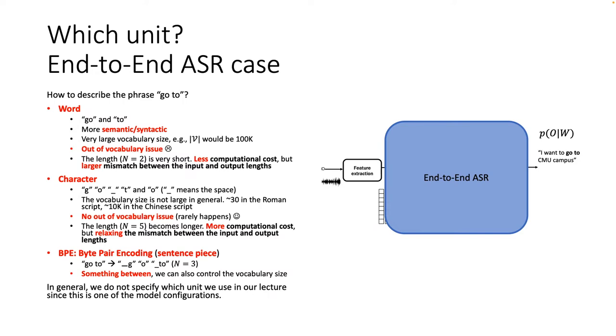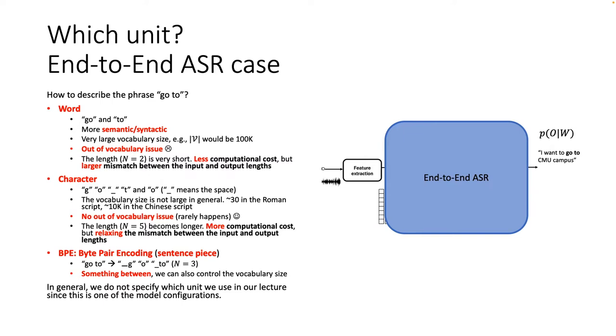Yes. So does it make sense to even have an intermediate representation in an end-to-end system as well? Like let's say we predict phonemes, have that as units, and then do something like this? Very, very good question. Actually, there are a lot of such studies. The reason is that the end-to-end system doesn't handle the out-of-vocabulary problem well.